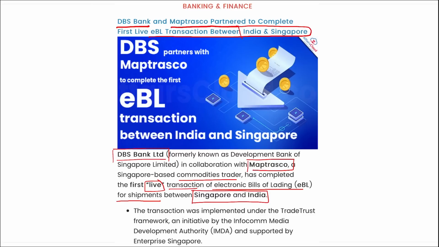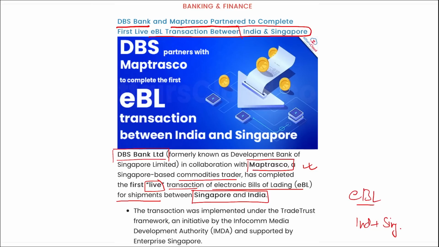So a direct question will be asked: which are the two organizations that tied up together for the first ever live transaction of this electronic bill of lading for shipments? It was between India and Singapore. So which are these two organizations? DBS Bank and MapTrasco Limited. Correct?